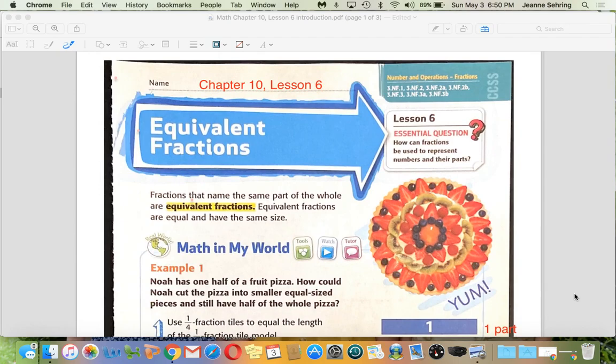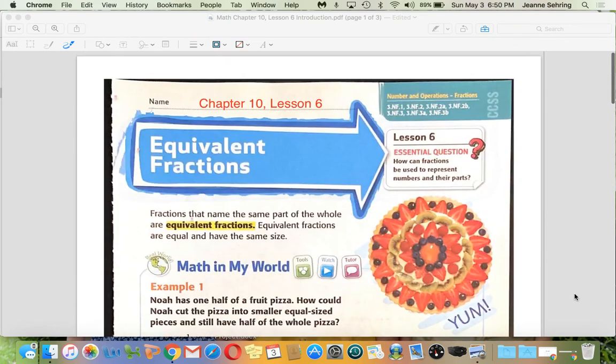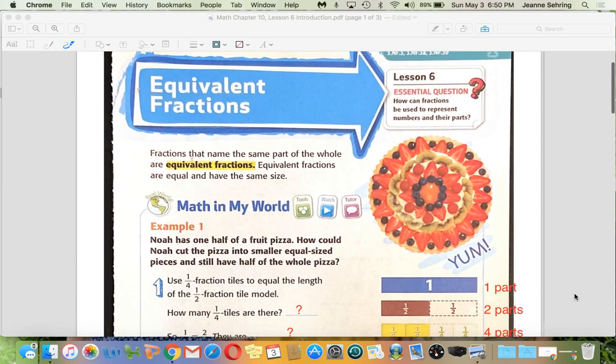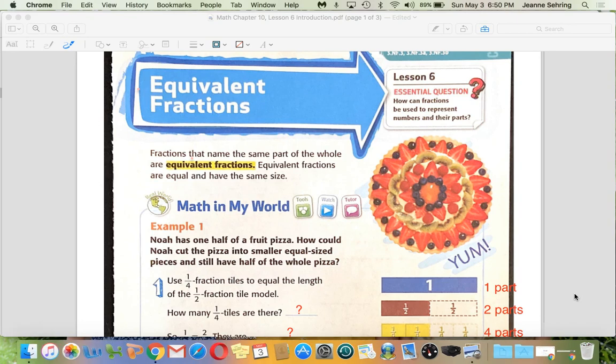We're going to start today on Chapter 10, Lesson 6, page 601. So make sure your workbooks are open to that page. And today we're going to learn about equivalent fractions. Equivalent fractions. And all equivalent means is equal. So two fractions that are equal. That's what that means.